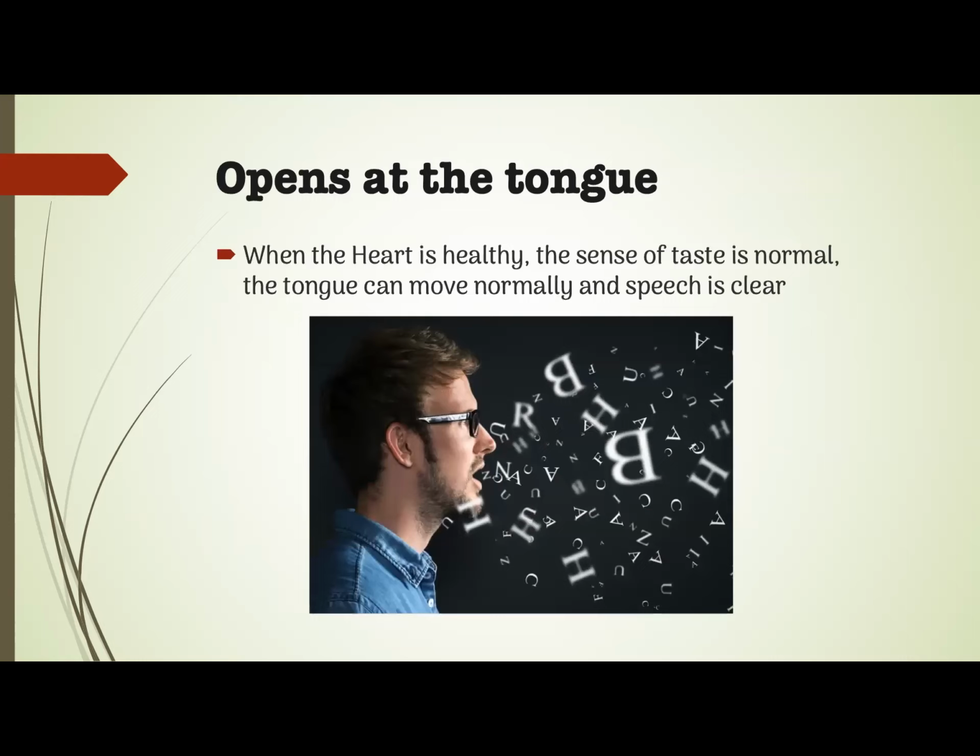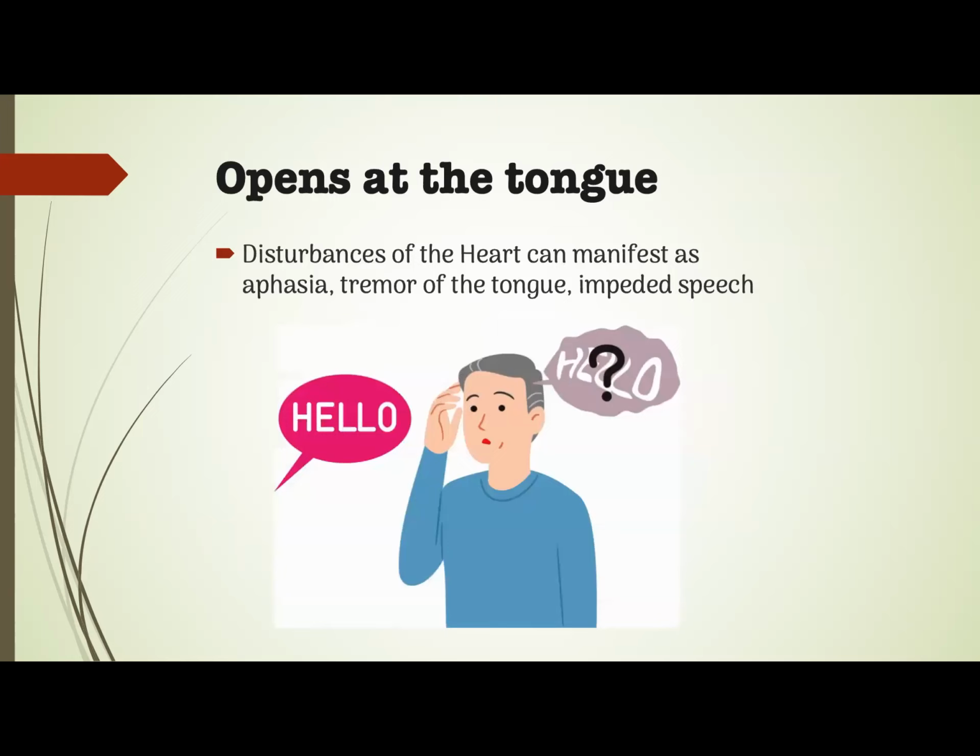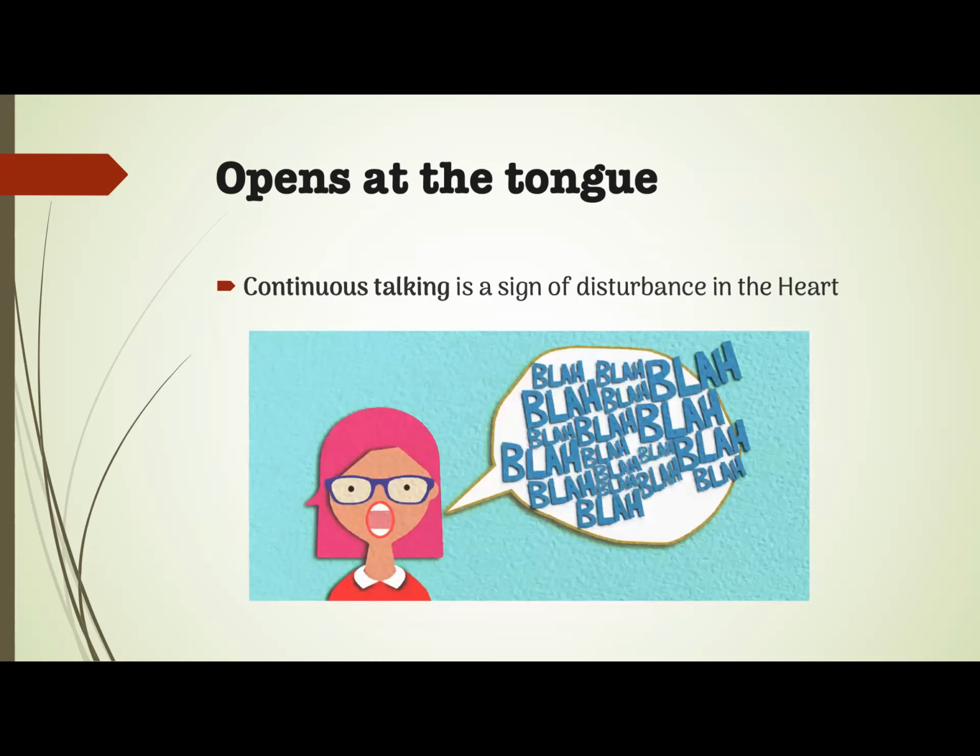When the heart is healthy, the sense of taste is normal. The tongue can move normally and speech is clear. Okay? Disturbances of the heart can manifest as aphasia, tremor of the tongue, or impeded speech. Nabubulol-bulol. Continuous talking is a sign of disturbance in the heart. Yun pala yun.